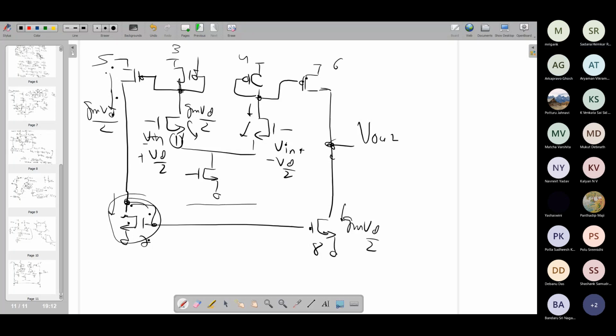Likewise, on the other side, minus gm·vd/2 will come here and will get mirrored into this, minus gm·vd/2.